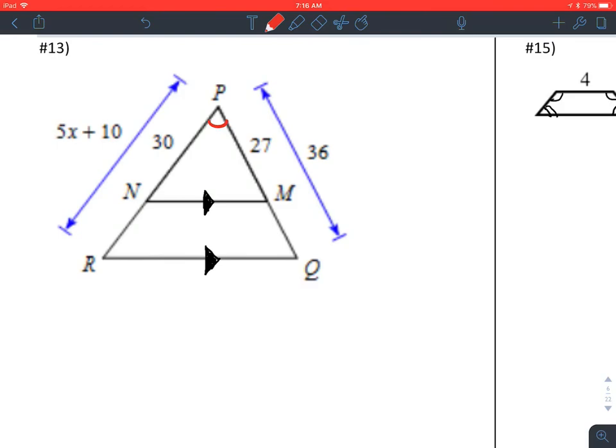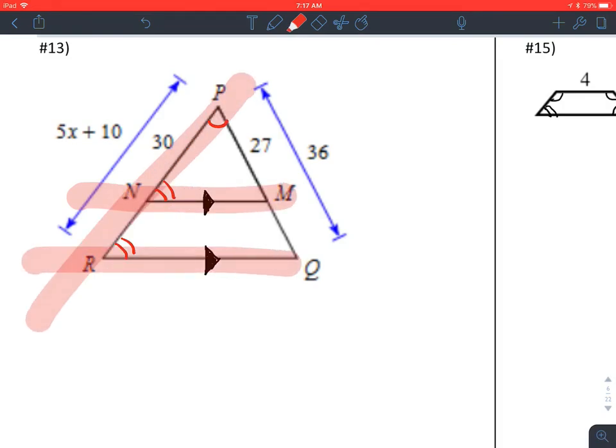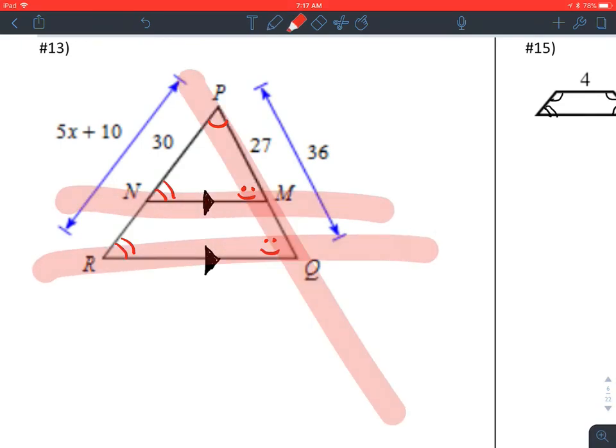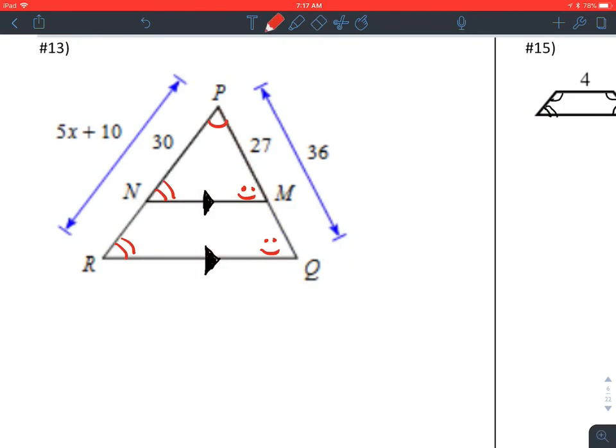So, this is congruent to itself, angle P. Angle PNM is congruent to angle PRQ. That's because we got 2 parallel lines cut by a transversal. They're corresponding angles. For a similar reason, angle PMN is congruent to angle PQR. 2 parallel lines, transversal. They're corresponding angles.